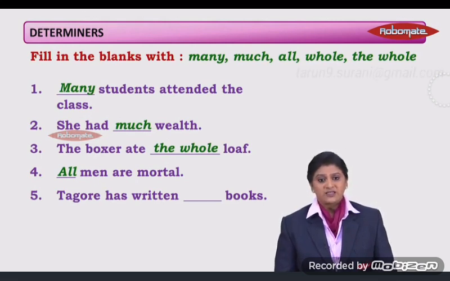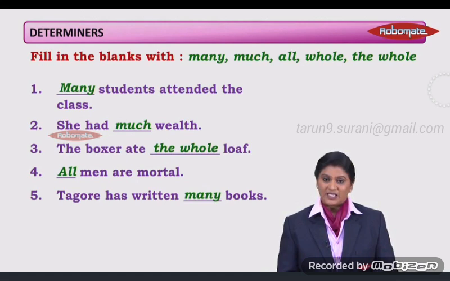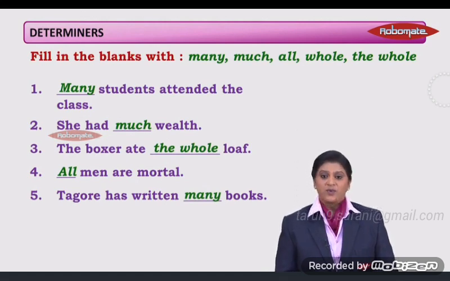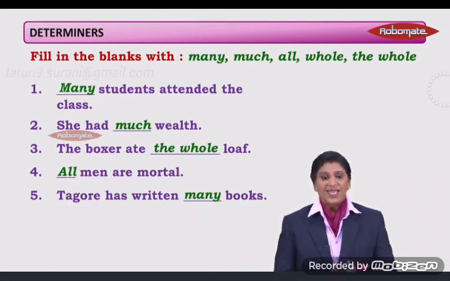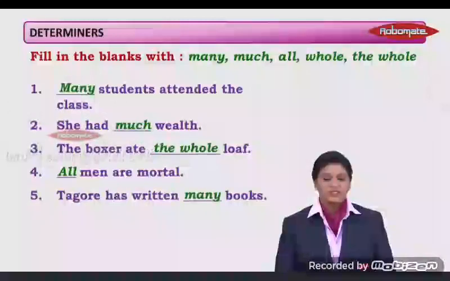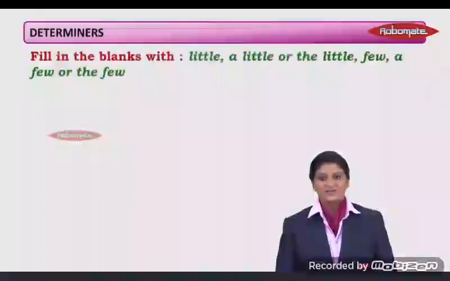Tagore has written dash books. What will you fill in here? Many. Why do we use many? Because book is basically a countable noun and then many before it will show that a large number of books are written by Tagore. Let's solve one more exercise.